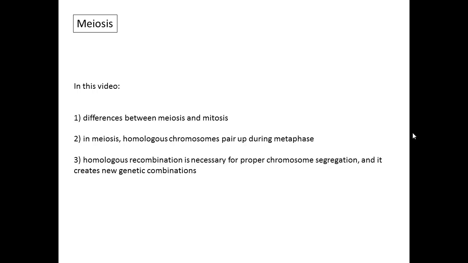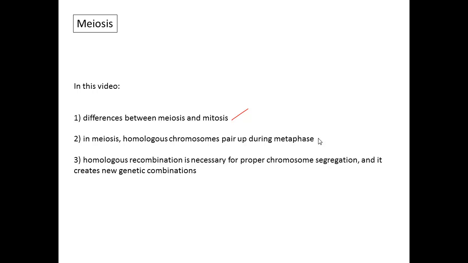Hi there. In this video, we'll learn about meiosis, which is another type of cell division used to produce a specific set of cells, namely the gametes, the sex cells, sperm and eggs, that are required for sexual reproduction. We'll talk about the differences between meiosis and mitosis.